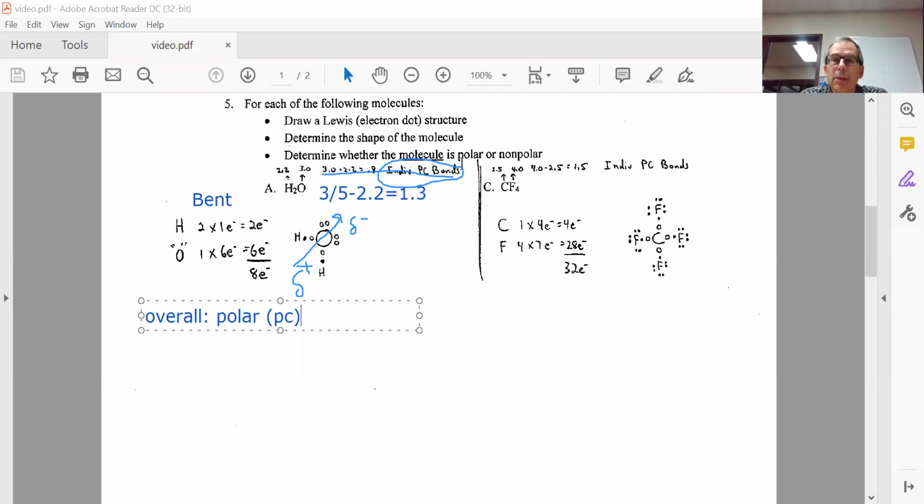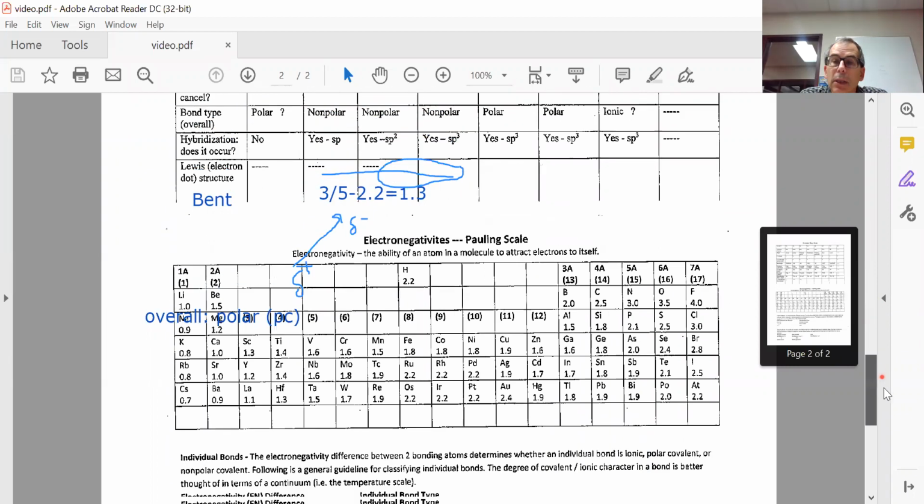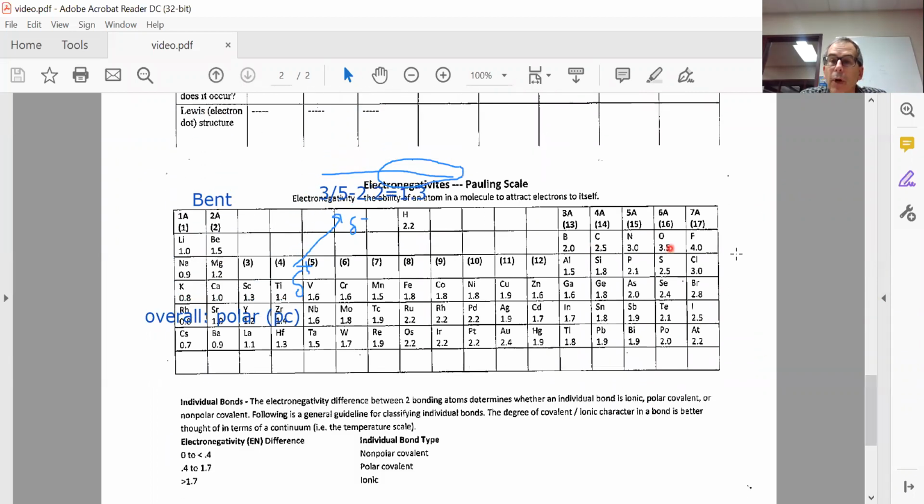Okay, let's do the same thing for the CF4 and figure that out. Now, I think I did this a little bit better here. I said that we had a 4.0 for the electronegativity of fluorine and 2.5 for carbon for a difference of 1.5. So let's just take a look at that, see if that's correct. And I'm going to go over here and see, yes, carbon is 2.5, fluorine is 4.0, the difference is 1.5. 1.5 are polar covalent bonds.